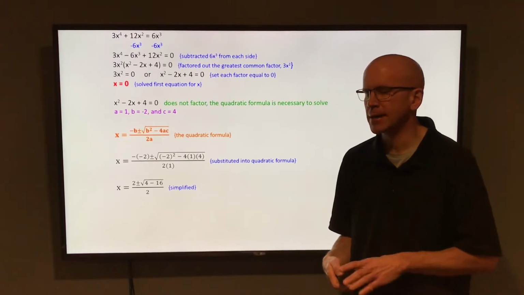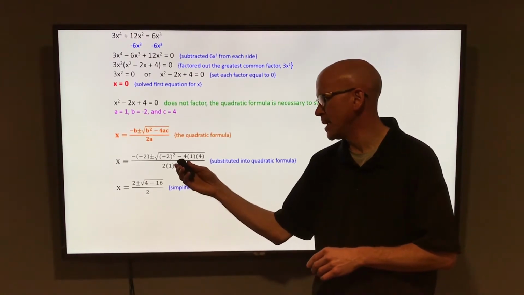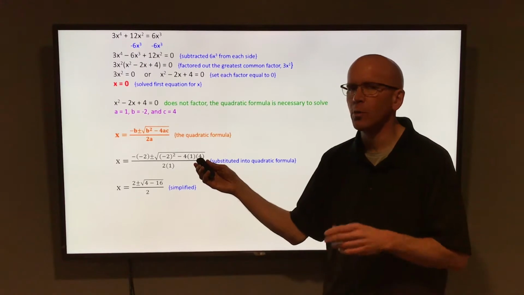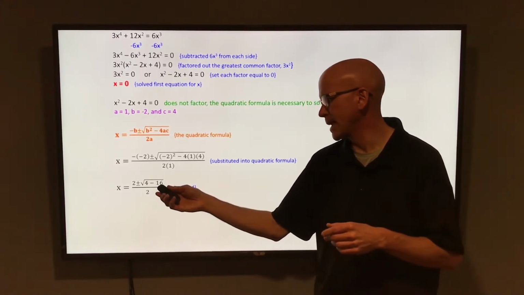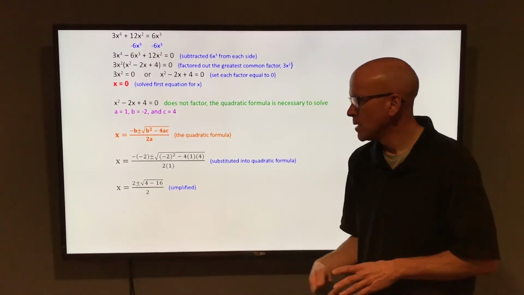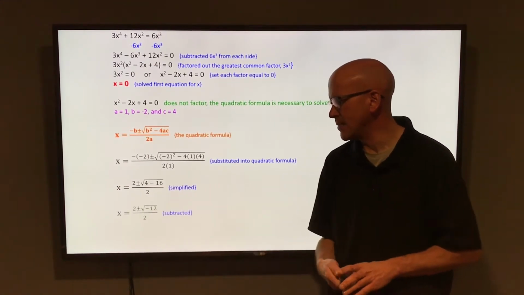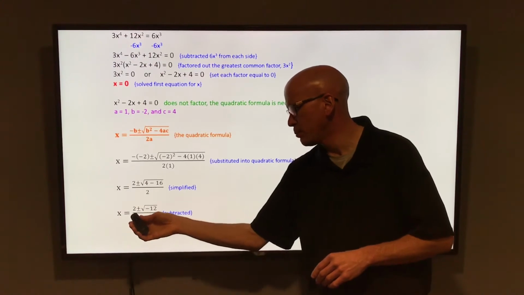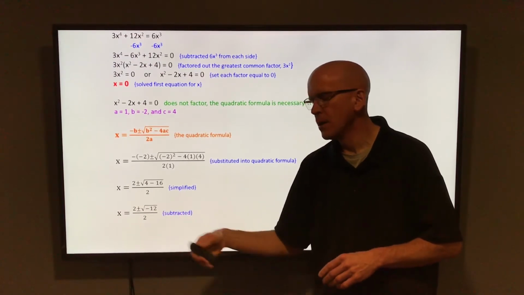Take the negative of a negative 2 out front, that is a positive 2, plus or minus the square root of negative 2 squared, that is 4. And then watch this next one. This is where most mistakes are made. Negative 4 times 1 times 4. Watch your sign on this. That is negative 16. Don't forget, again, this is all over 2. So under the square root sign, 4 minus 16, that is negative 12. We're looking at x equals 2 plus or minus the square root of negative 12 all over 2.